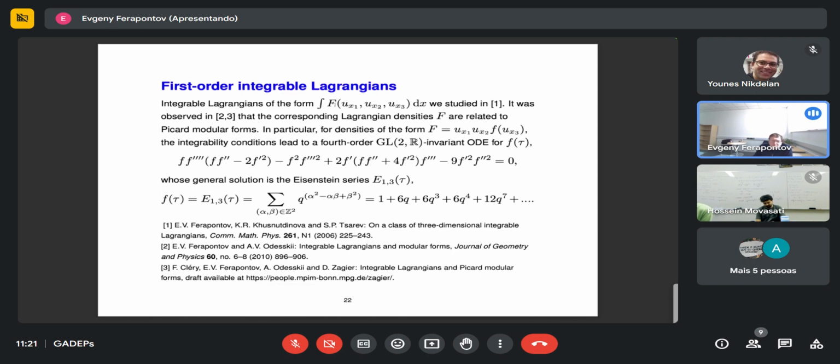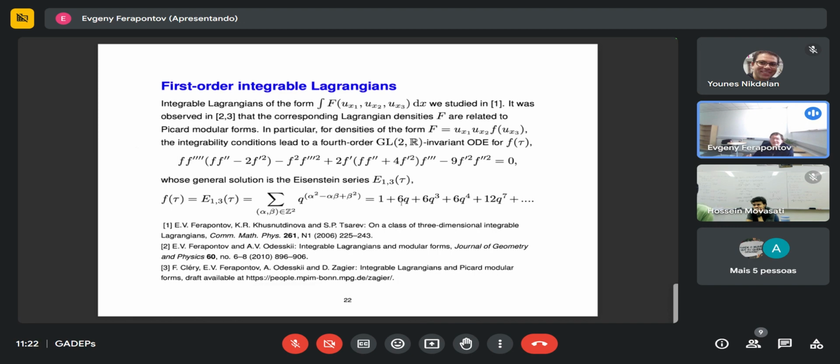But let's look for a simpler class of densities, where this function f is u_x1 times u_x2 times some function of u_x3. Let's write down the integrability conditions. I have a system of integrability conditions for f in general, so let's apply them to this particular ansatz. Then it turns out we get a particular ODE, a fourth order ODE for this function, which is written here. Of course you don't remember, but it's precisely the fourth order ODE satisfied by this Eisenstein series.